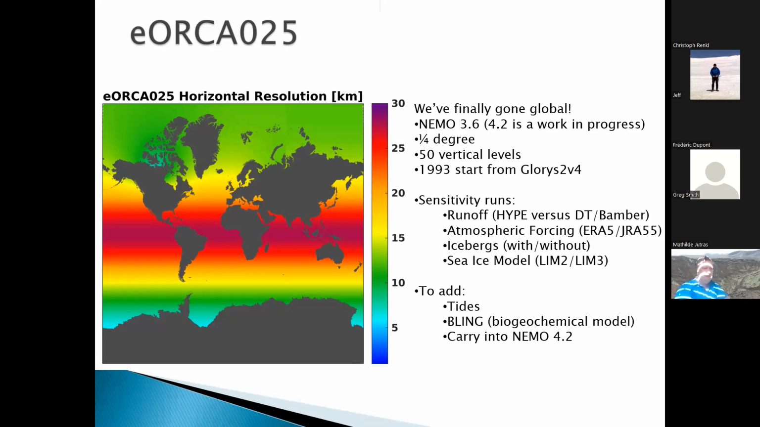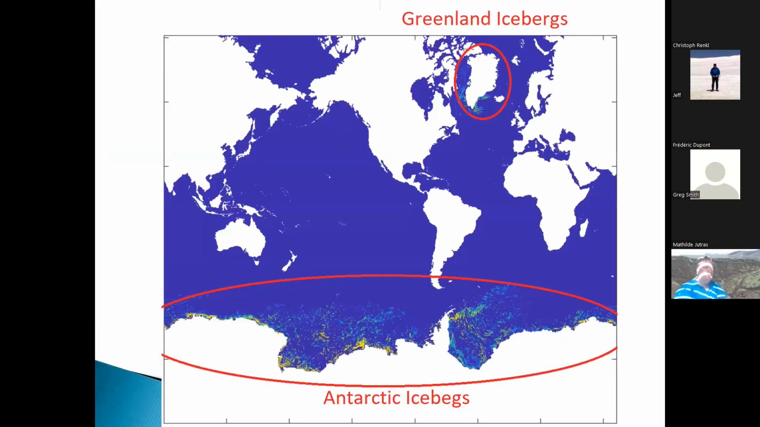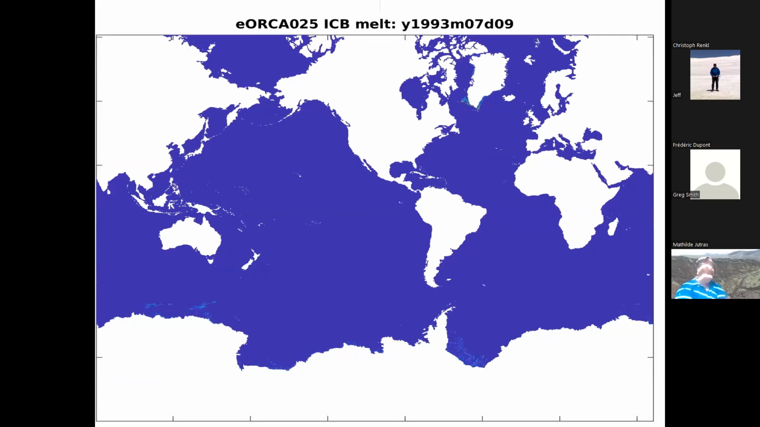We're using this to do some tests. We're doing experiments to look at the representation of runoff, for example, Dai and Trenberth, the Great Rivers approach, versus forcing with a hydrological model, such as the one being run right now at the University of Calgary, as well as Jonathan Bamber's iceberg simulation, different atmospheric forcing, icebergs, testing LIM2, LIM3, and when we get 4.2, SI3. And here, we'll also be testing tides. We've been using TPXO, like some of the others have been talking about, and then we're going to carry this into NEMO 4.2.